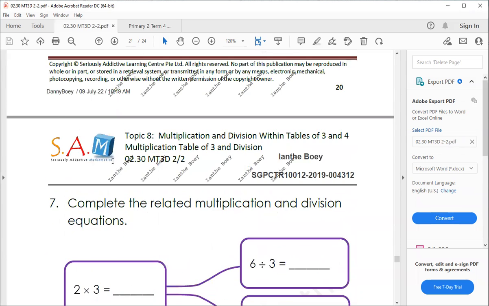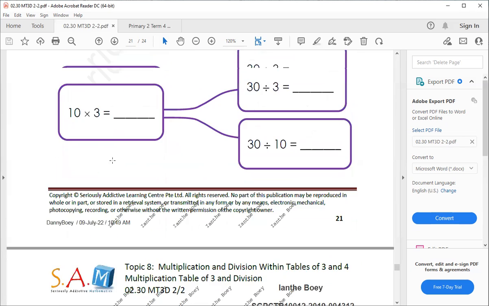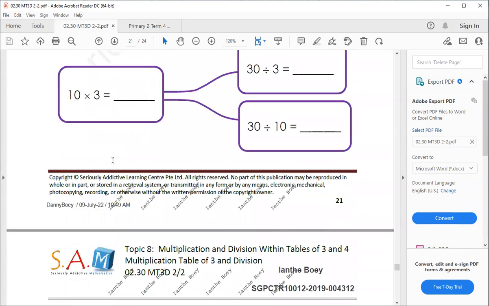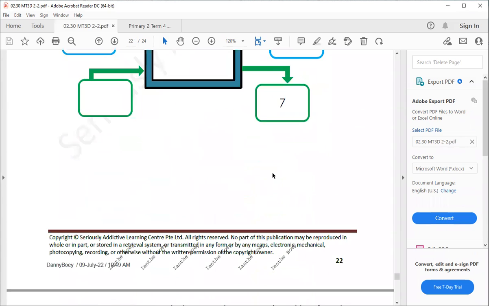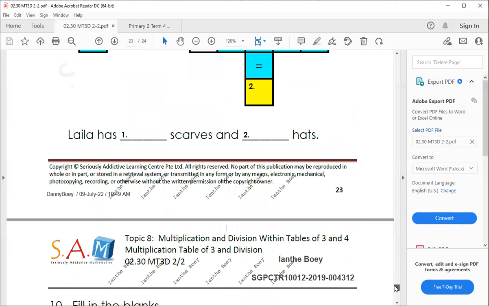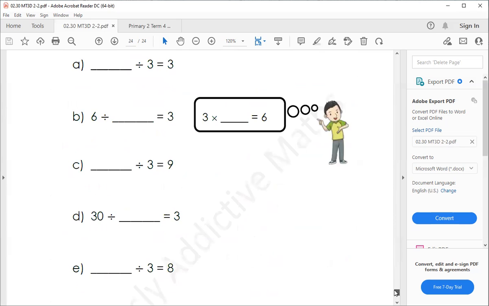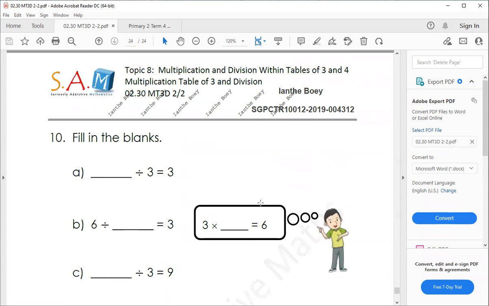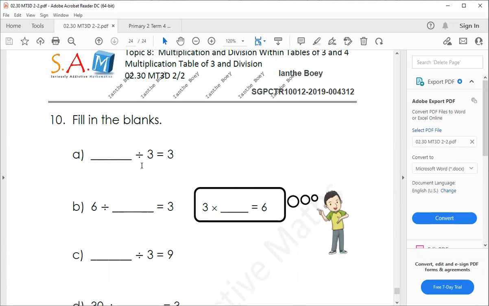For multiplication and division, you can also get them to do a bit of question 21. And finally, perhaps do a few questions from question 24, to test whether they understand. For example, which number divided by 3 equals 3?